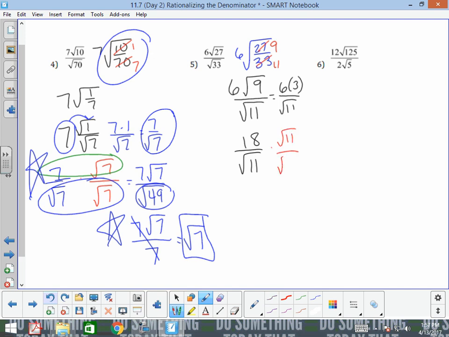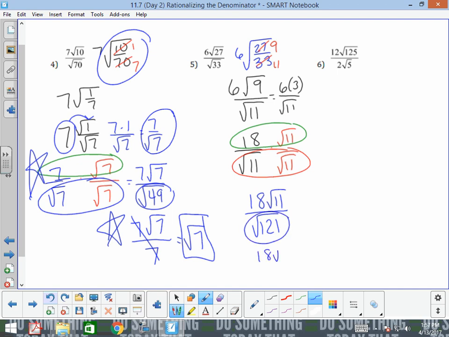Rationalize. And now multiply. 18 times the square root of 11 is 18 on the outside, square root of 11. 11's on the inside of the radical. In the denominator, I am multiplying square root of 11 times square root of 11, which is square root of 121. Now simplify this, and we get 18 square root of 11 over 11. And again, this 11 and this 11 do not reduce each other, because the 11 on top is inside the radical, and 11 on bottom is not.